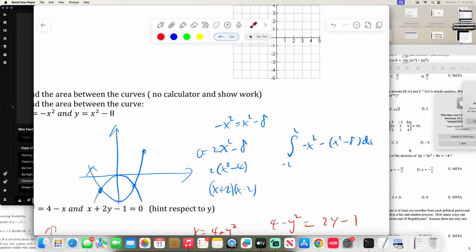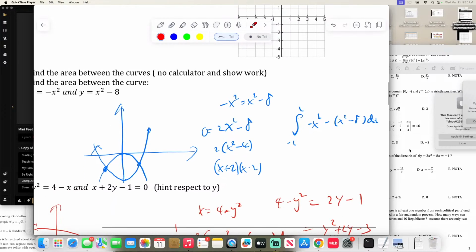No, you want to find the area between the curves, which is top minus bottom, right? You've got to figure out what's on the top. So you can plug in a value between -2 and 2 into the function. For example, I plug in 0 for -x squared, I got 0. If it was from 1 to 3, I'd plug in 2. And you see which one's on the top.